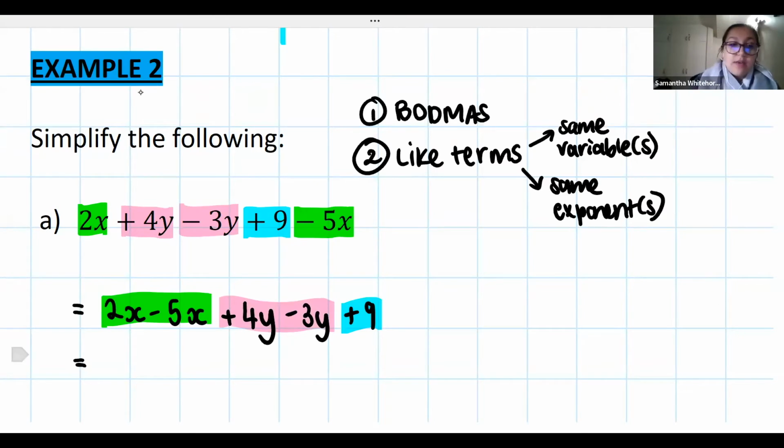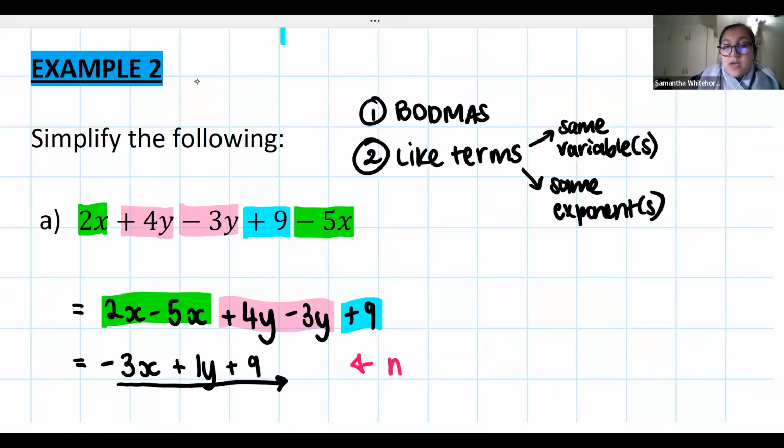2x minus 5x, negative 3x. 4y minus 3y, positive y. If you want to put positive 1y, absolutely fine. And then that plus 9 just stays there. Can't do anything with it. It's got no like terms. Now, guys, this is my final answer. There are no more like terms. So we're done. We have simplified fully.